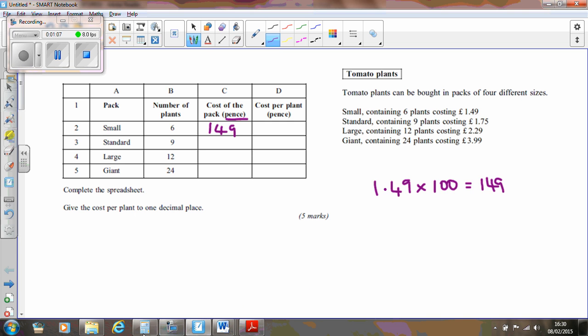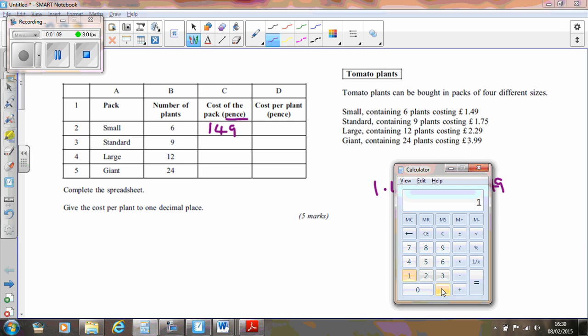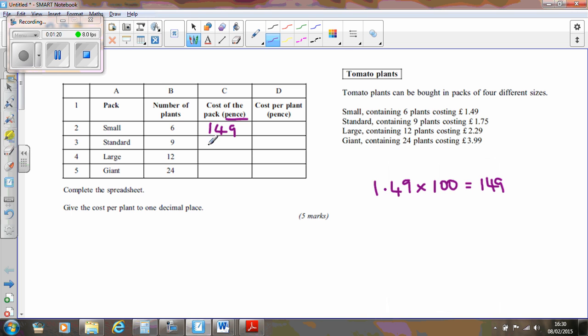So if you look at the calculator, 1.49 times by 100 equals 149. So that's how you convert from pounds to pence. Or you can just take the decimal point out. So standard is 175 pence. Large is 229. And giant is 399.